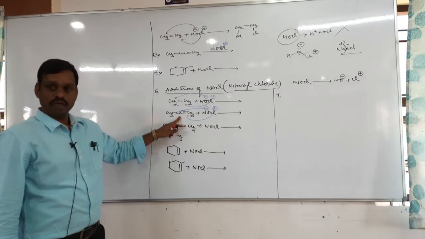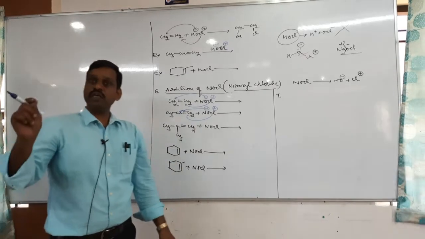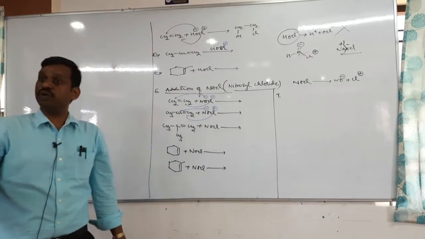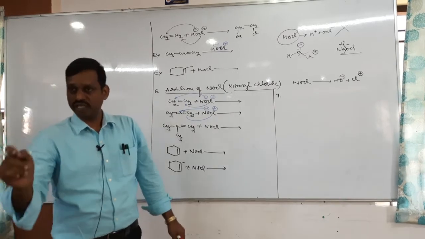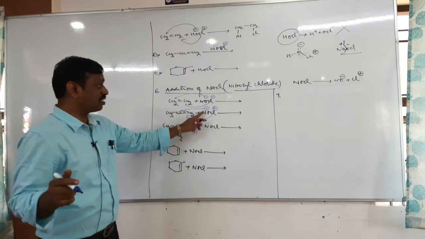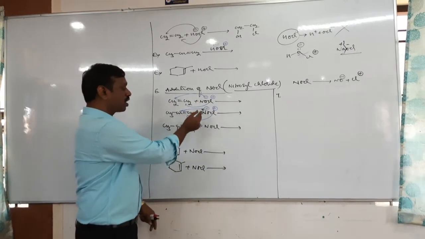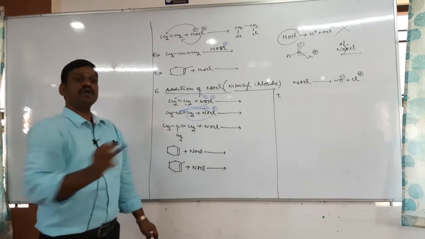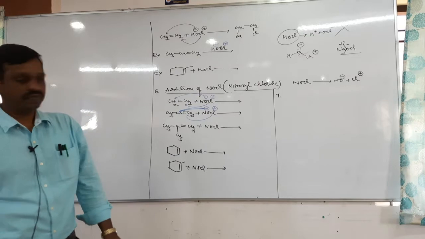Okay, but we are saying the rich get richer. This applies only when the electrophile is H plus ion. If the electrophile is other than H plus ion, the negative part should be added to the double bonded carbon having the least number of hydrogens. This is the statement of Markovnikov rule.